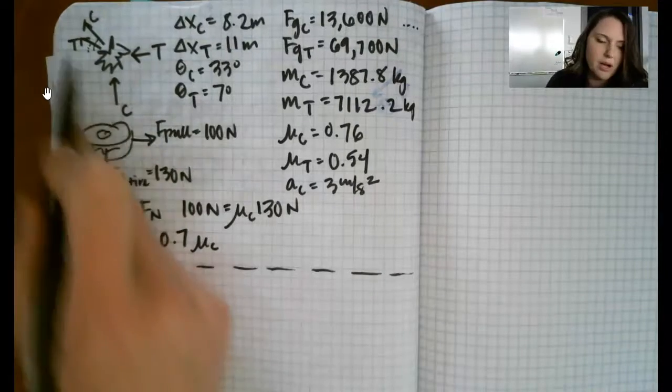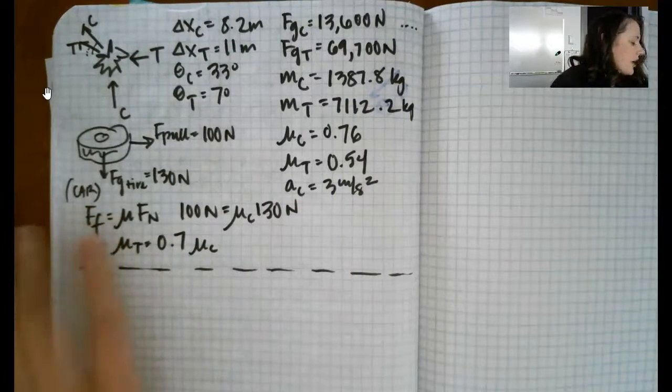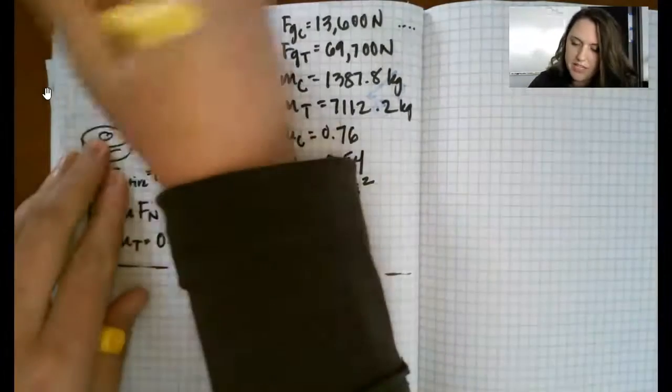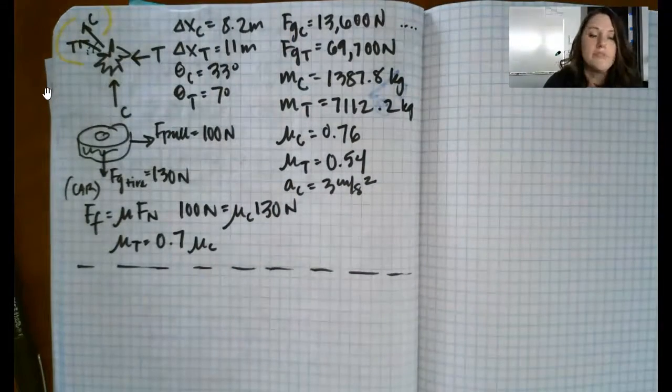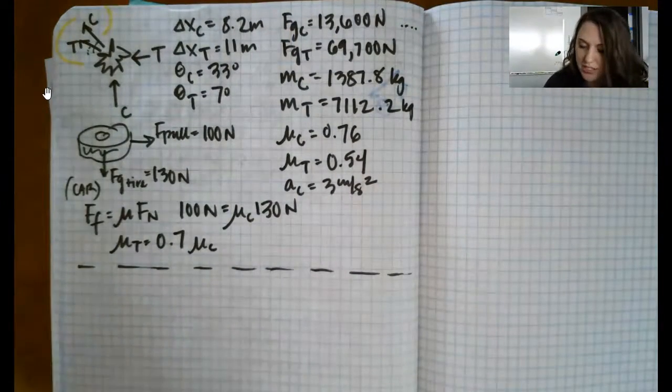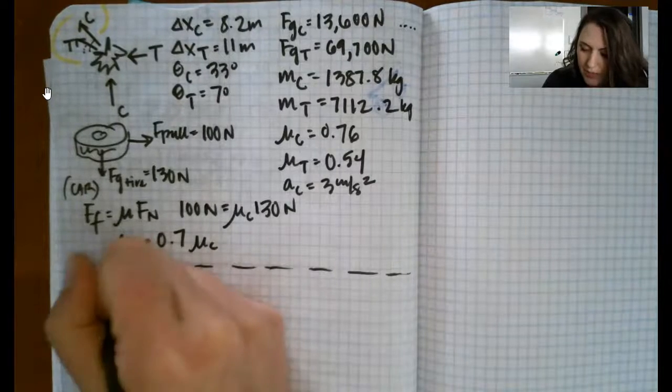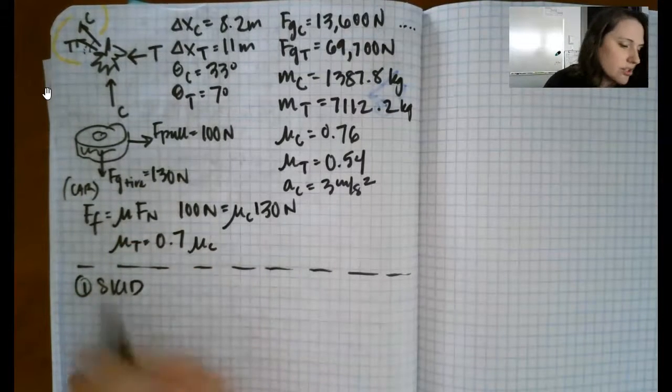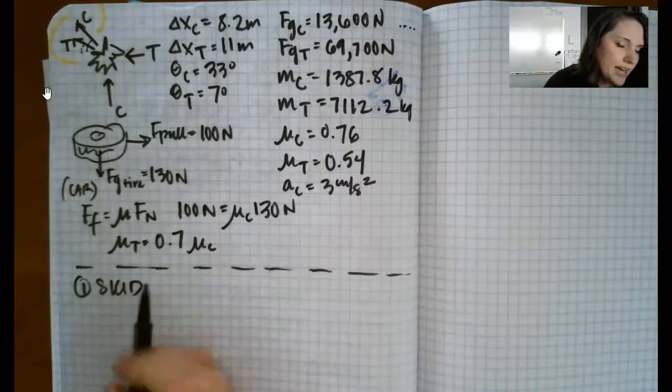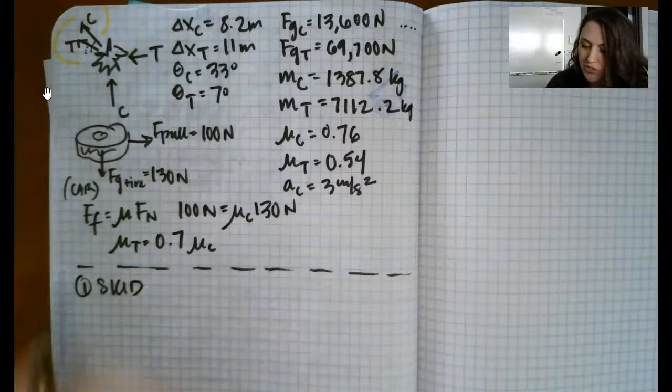So when I look at this problem, I really see three parts, okay? The first thing I see is that we have this post-collision skid. So the first thing that's happening is there's this skid that's occurring. So that's the part that I can start with.